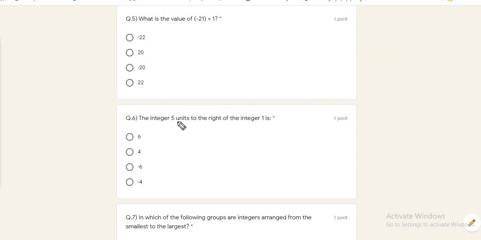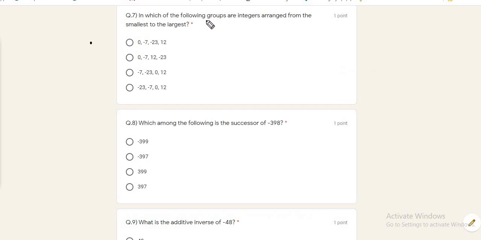Question 6. The integer 5 units to the right of integer 1. As we look on the number line, the integer 5 units to the right will be, if we move from 1 and move 5 units, we will reach 6. So 6 is the integer which is 5 units on the right hand side of integer 1. So answer A is correct.